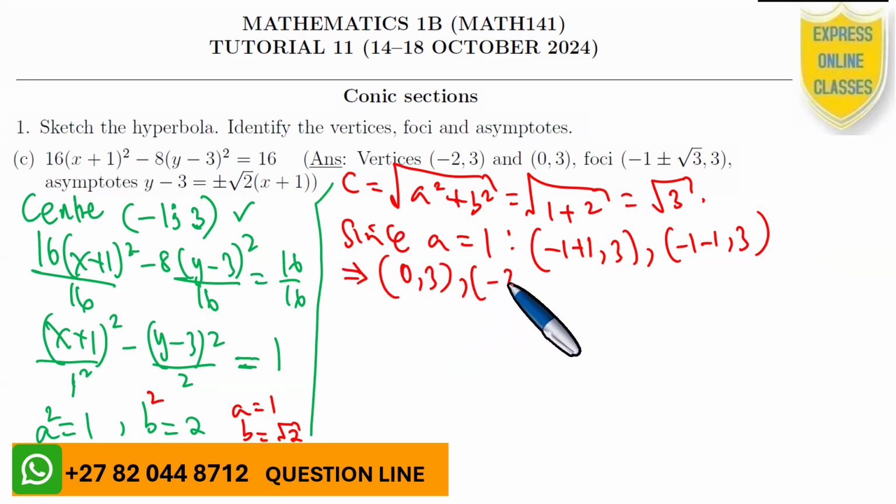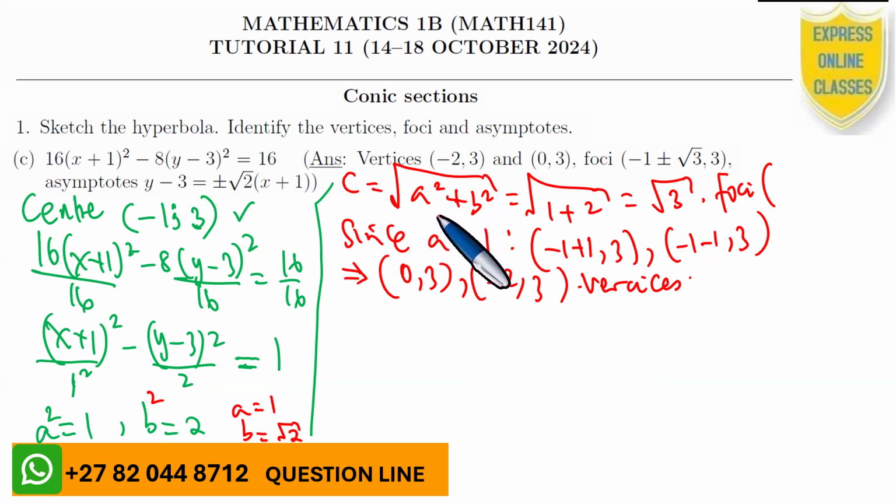Zero, 3 minus 2, 3. Okay, so these are the vertices. So here you can just write out the foci. The foci will be located where?